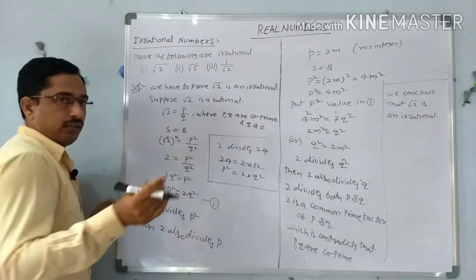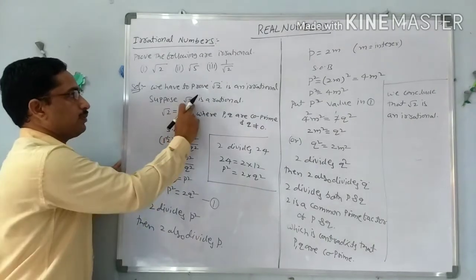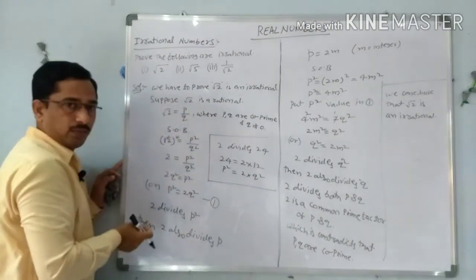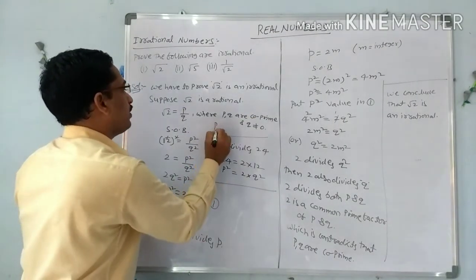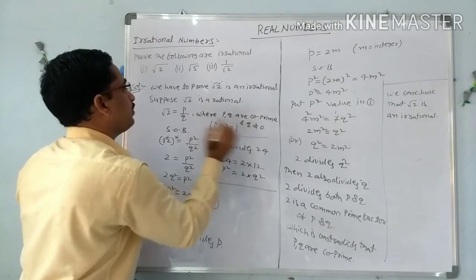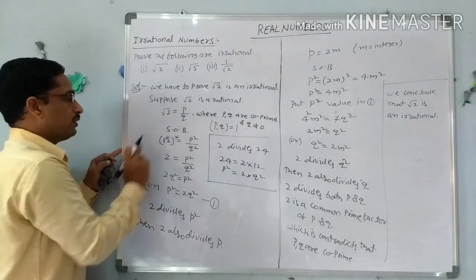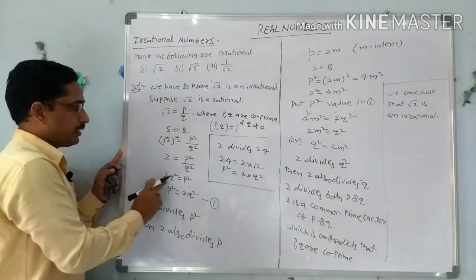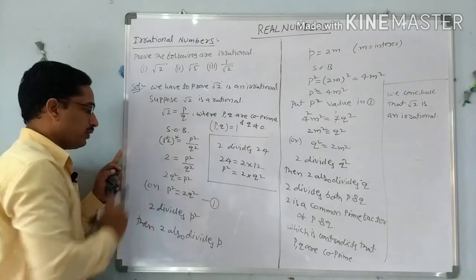Once again I explain this. We have to prove it is an irrational number, but suppose it is rational. If it is rational, we can write it in the form p by q, where p, q are co-primes. Co-prime means the HCF of p, q is only 1. Squaring on both sides, the square root cancels, 2 equals p square by q square. Transposing q square to the left side, 2q square equals p square, or p square equals 2q square.